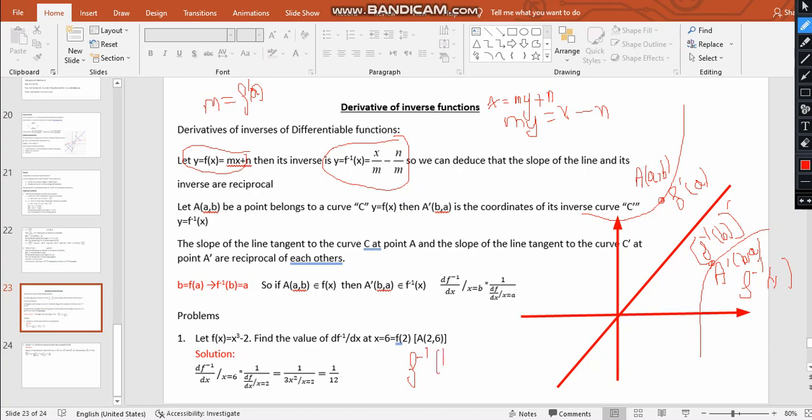In other words, f inverse of b prime is 1 over f prime of a. We can write it as df inverse over dx at x equal to b is 1 over df over dx at x equal to a. So always, without finding the inverse, we can find the derivative at any point by using that of f. So let us take an example.